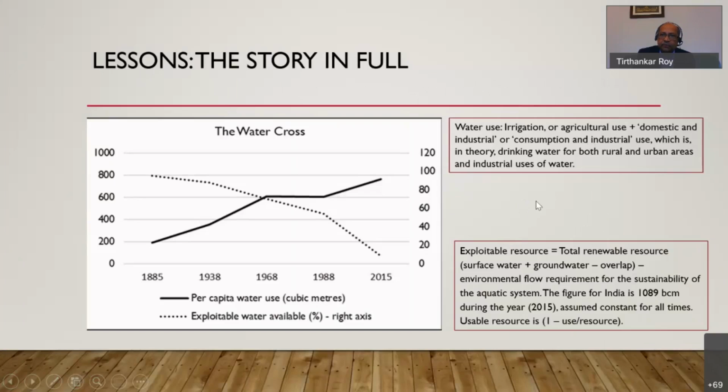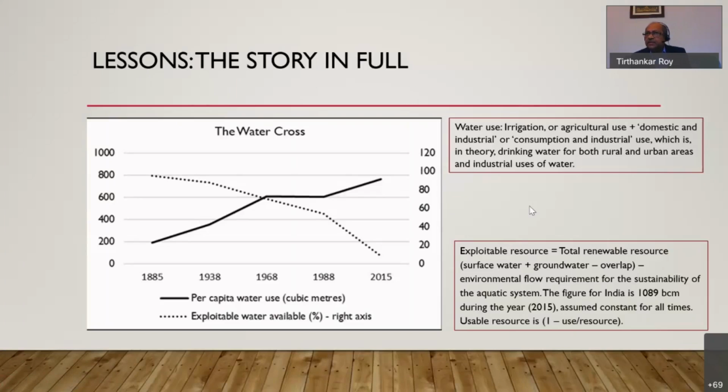So to tell you this story in full, I'm joining part one and part two together. I have this graph, which I call the water cross. I'm not going to explain in detail how these numbers were created, but in the long run, per capita water access has increased in this region. However you measure it, that story is quite sound. But at the same time, the exploitable water available has fallen.